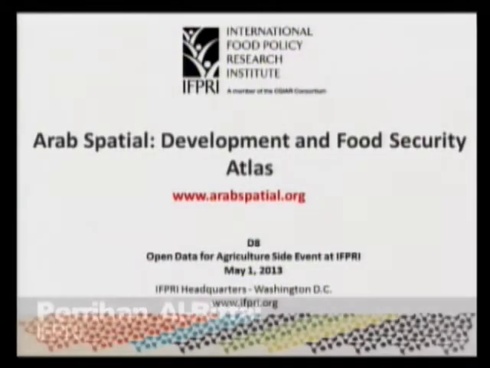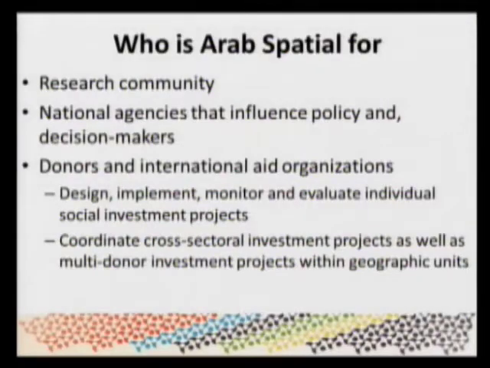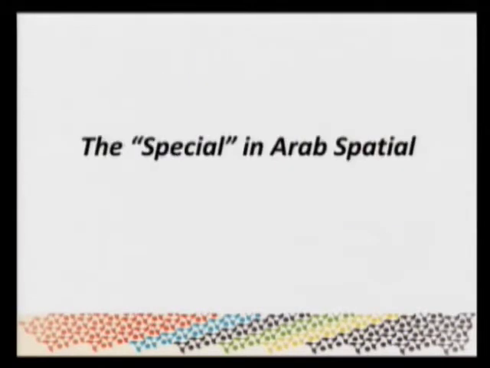Arab Spatial is an online database and mapping tool that has more than 150 food security and development related indicators. It's intended for the research community, for national agencies that influence policy, decision makers, donors and international aid organizations, hopefully to help them design, implement, and evaluate their investment projects, and for coordination within each geographic unit as to the different investment projects that exist.